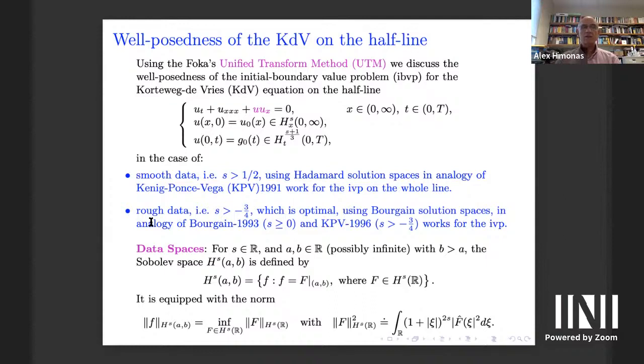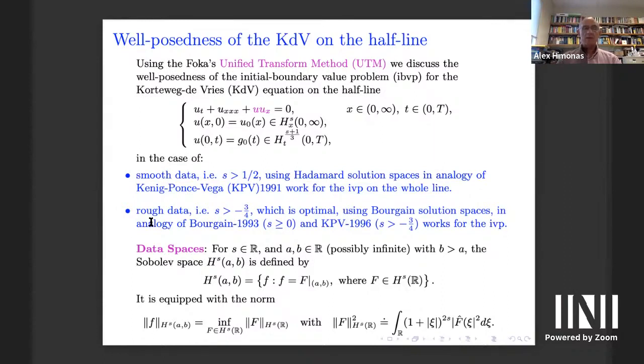Also, we're going to discuss it for rough data, which is for s bigger than -3/4, which is the optimal result in the case of the initial value problem. And we are going to do it in analogy with the work of Bourgain, 1993, for s greater or equal to 0, and Kenig, Ponce, Vega 1996 for s bigger than -3/4.